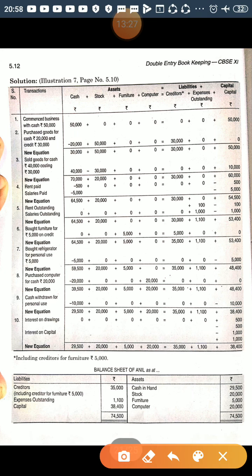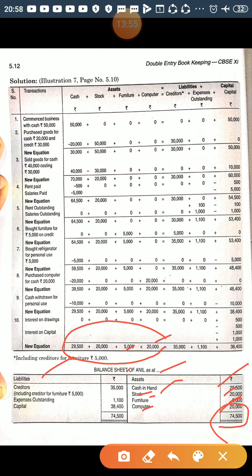They have asked you to prepare balance sheet, so you will make a balance sheet format. Left hand side liabilities, then amount, assets, then amount. You will write all the names of the assets on the asset side. Cash in hand 29,500, stock 20,000, furniture 5,000, you will write it here, computer 20,000, you will write it here. Now if you total it, it becomes 74,500.